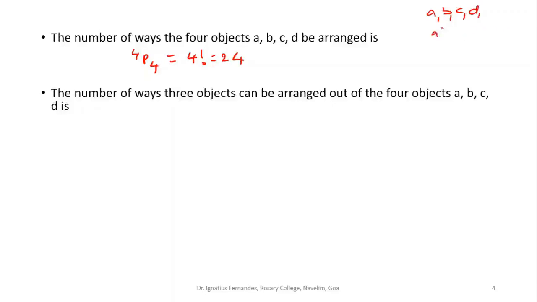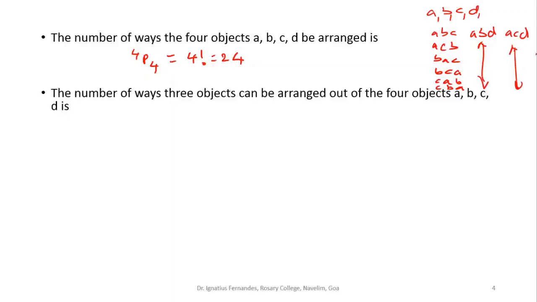So I may take A, B, C as the 3 objects, and A, B, C itself will give us 6 different patterns: A, C, B; B, A, C; B, C, A; then we have C, A, B; and C, B, A. So if A, B, C gives me 6 patterns, then I may also take A, B, D. A, B, D again will give me 6 patterns. I may take A, C, D. A, C, D will also give me 6 patterns.